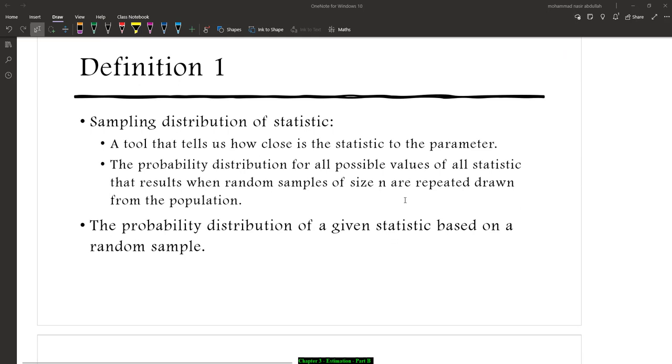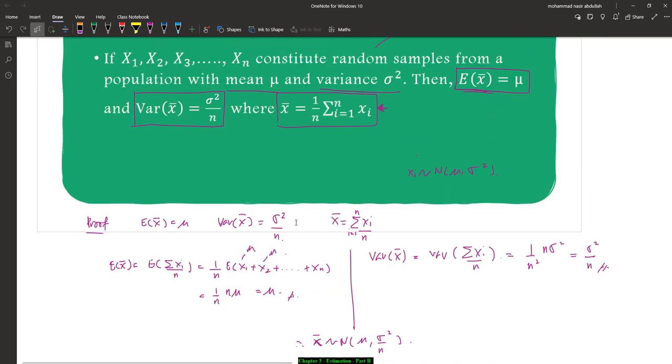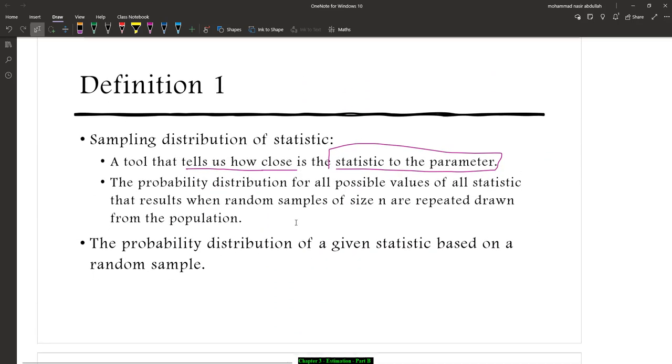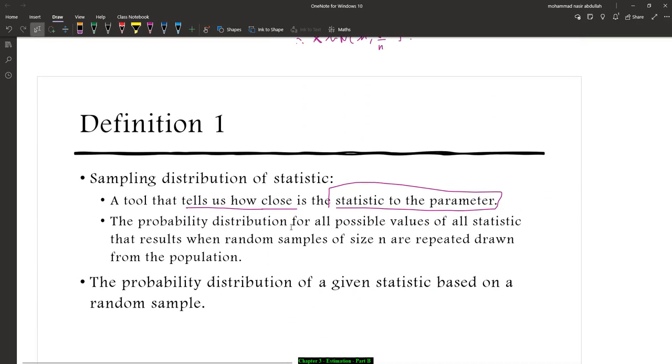So here, sampling distribution of statistics is a tool to tell us how close the statistic is to the parameter, right? So it means that sometimes, let's say, we will look at a real example later. So I'll just explain. Sometimes we don't know. We usually don't know the population mean.